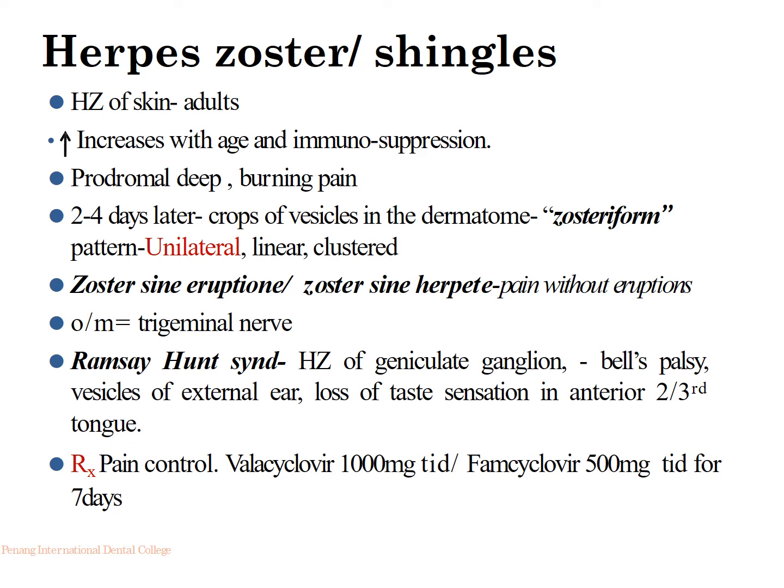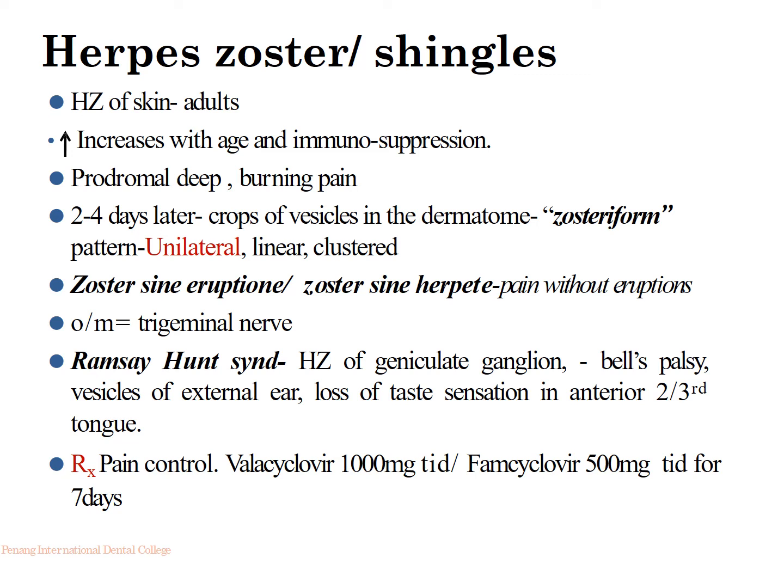The term zoster sine herpete means that you have pain without any vesicular eruption. Oral manifestation is generally around the trigeminal nerve, with vesicles in those areas which rupture to form ulcers. Ramsay Hunt syndrome is herpes zoster infection of the geniculate ganglion. The patient manifests with Bell's palsy, vesicles of the external ear, and loss of taste sensation in the anterior two-thirds of the tongue due to involvement of the chorda tympani.